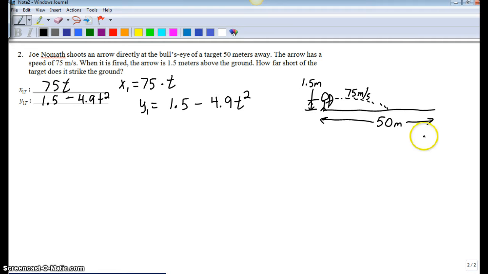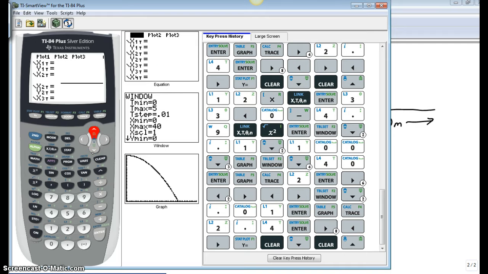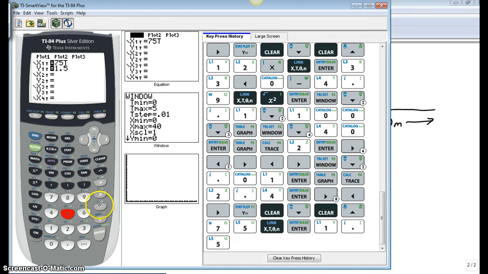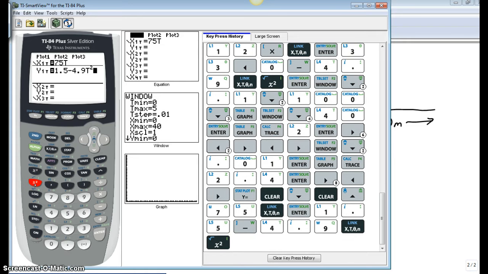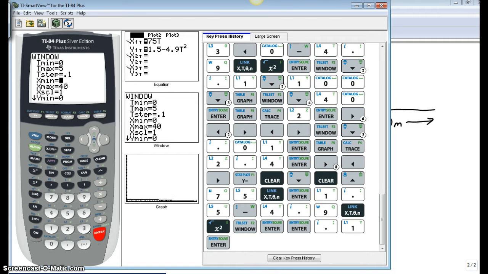So let's see, we've got our x and y vectors. Next thing is graphing our equations. So we had 75t and we had 1.5 minus 4.9 t squared. Alright, now the big thing here is going to be time again. So 0 to 5 should be safe. We're going to iterate at 0.1 just so that it takes less time from the calculator standpoint.